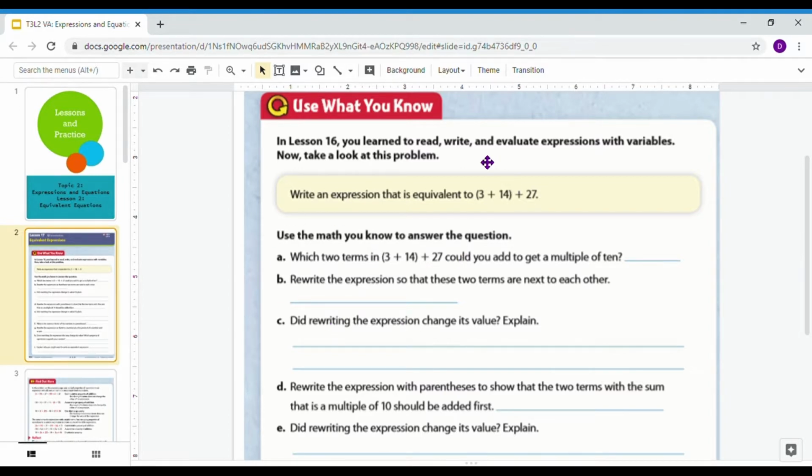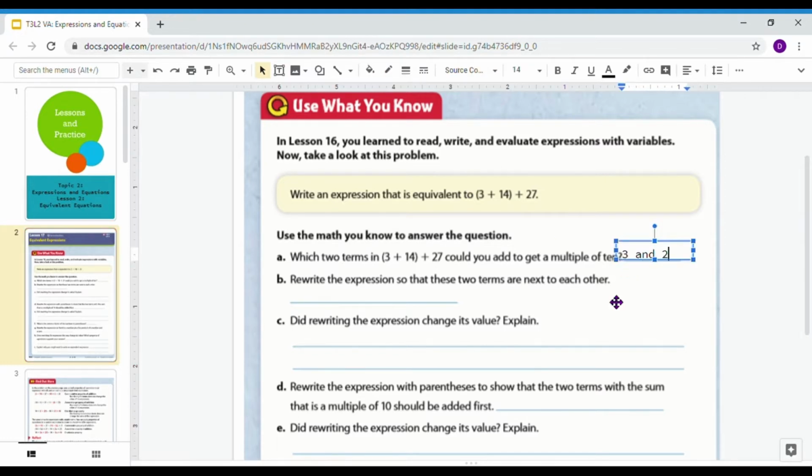Which two terms in this expression, reminder that we've got these parentheses and you can't just get rid of parentheses. It says, which two terms can get you a multiple of 10? We have 3 terms here because remember a term, one of those definitions is a known number. So in this case, I have 1, 2, 3 known numbers, so I have 3 terms. Now, which of those could be added together to get a multiple of 10? 3 and 27. I could add those two together and get 30, which is a multiple of the number 10. 10 times 3 is 30, meaning it's a multiple.